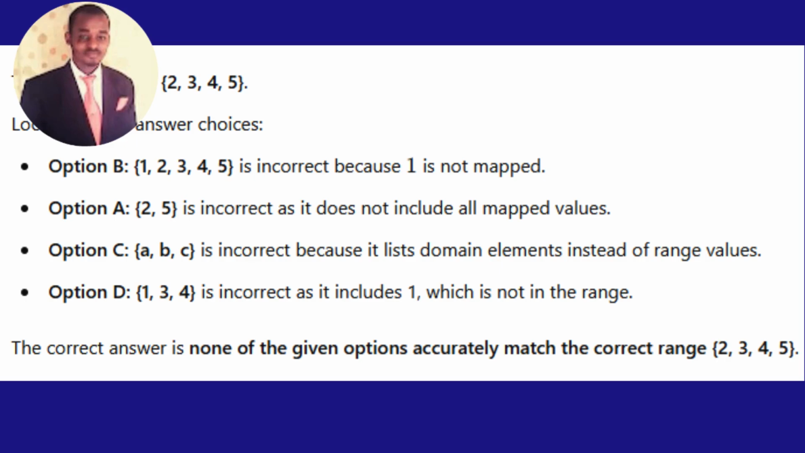So from all the answers, as you can read from here, the correct answer is none of the given options accurately match the correct range. So there is no correct answer that actually matches the correct range of 2, 3, 4, 5. Okay, so this is actually the answer for this.